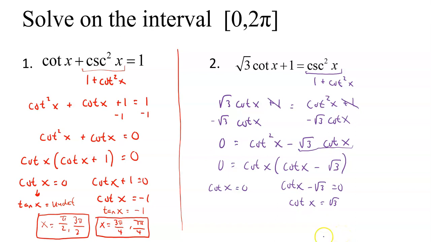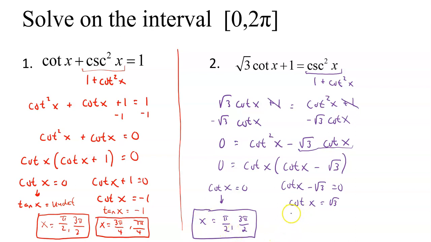So where do these things happen? Well, cotan of x equals 0 here. I'm going to steal from the red problem next to it. That happens at pi over 2 and 3 pi over 2. Same reasons as about 2 minutes ago. Right? Half the problem done. What about the other one? Cotan equals the square root of 3.